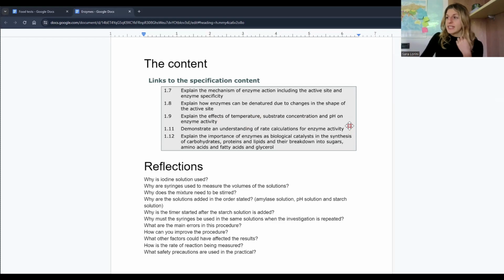Third point, demonstrate an understanding of rate calculation of enzyme activity. Rate is always changing concentration over time. We will see this in the analysis of the experiments.